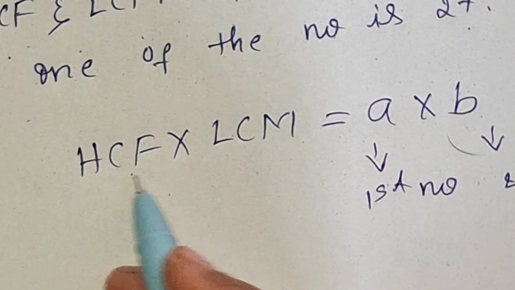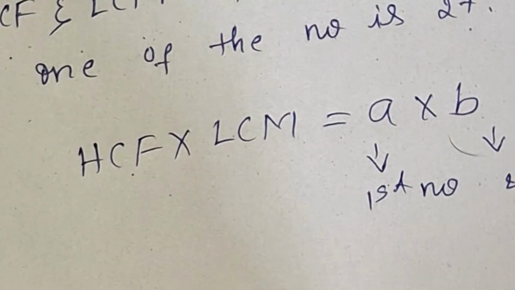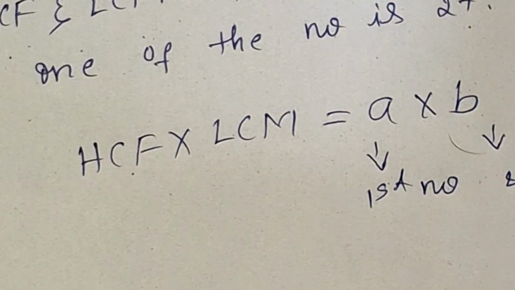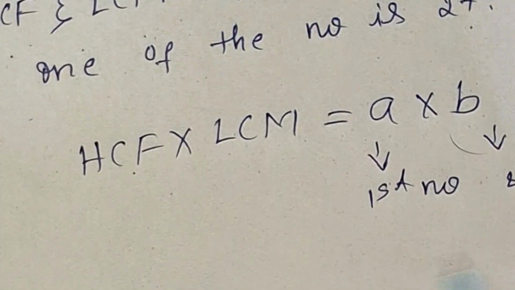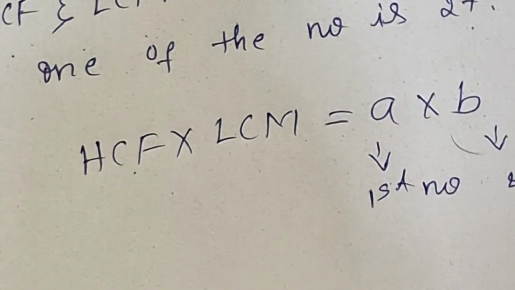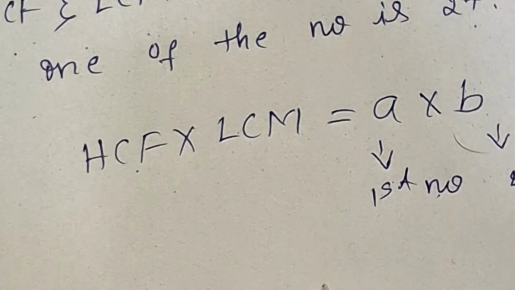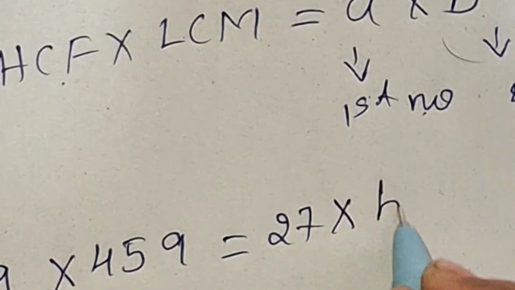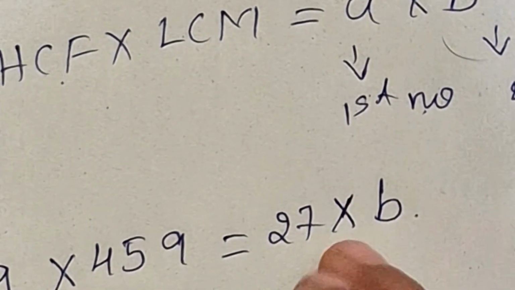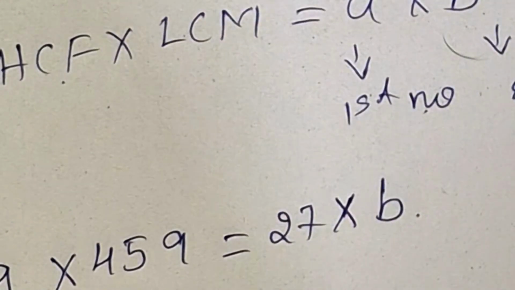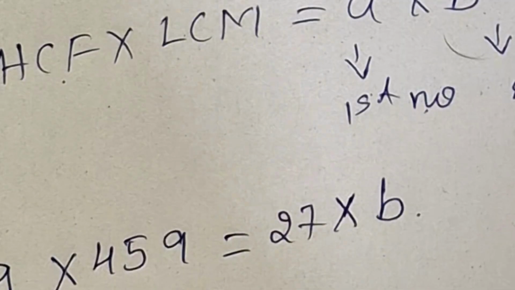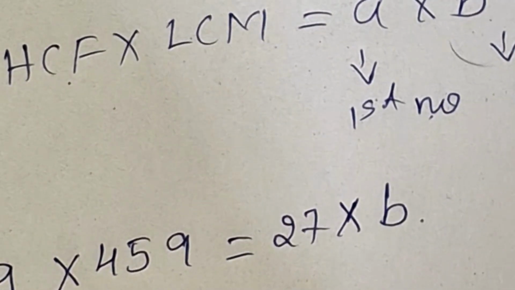So the HCF is 9 and the LCM is 459, equal to A, the first number, which is given as 27. We can find B, the second number. So we easily find it: 9 into 459.